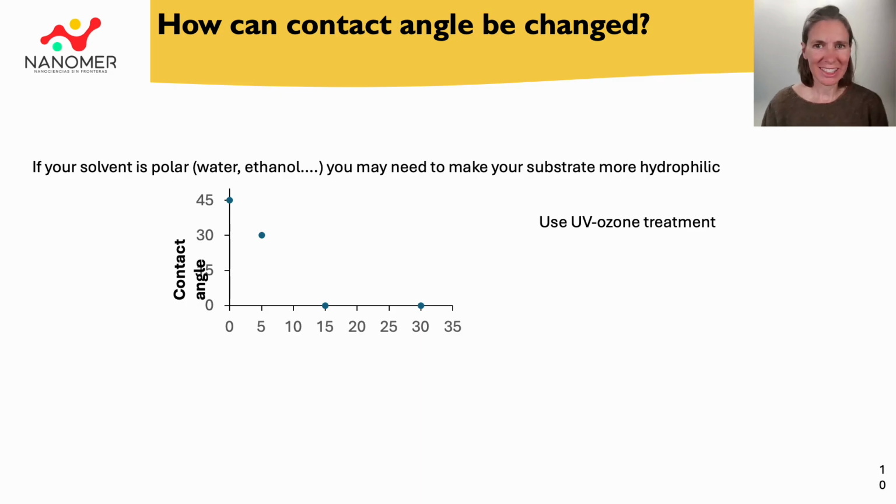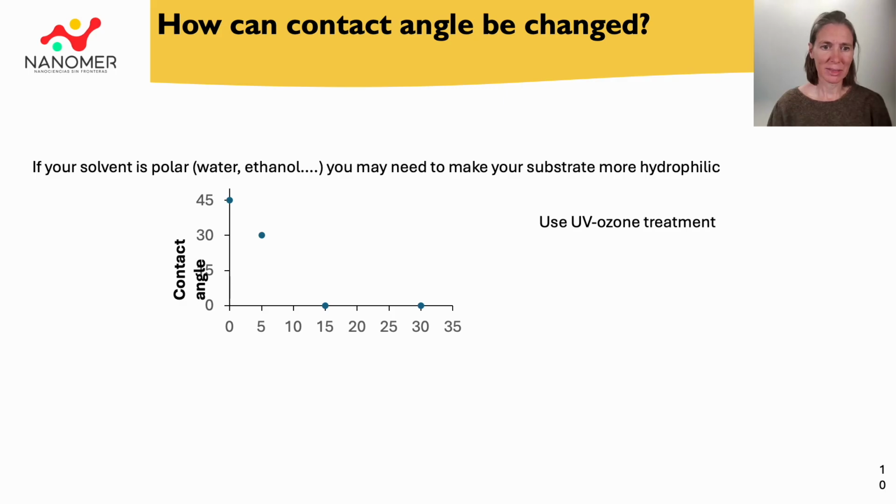So how can we change contact angle? It depends on your solvent. If your solvent is polar, for instance, water or ethanol, you might need to make your substrate more hydrophilic. The easiest way to do this is to use a UV ozone treatment. Here, Lina, she treated with different quantities of time.